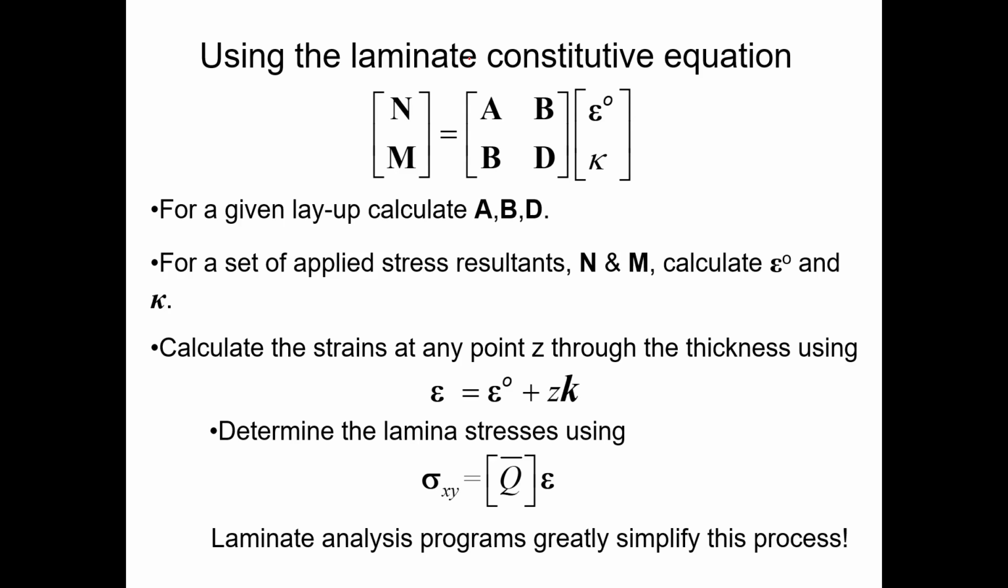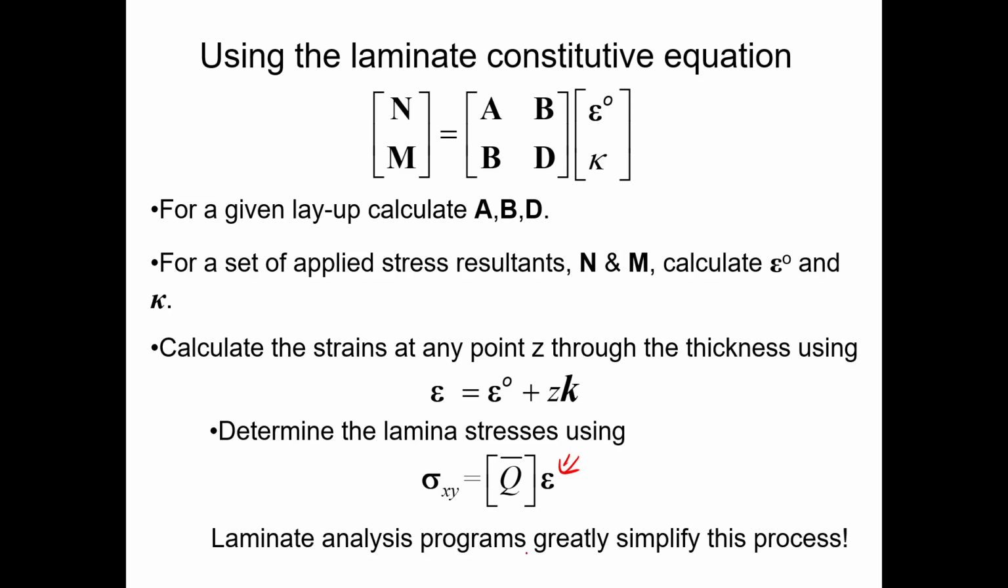So how do we use these equations? For a given laminate, we can calculate the ABD matrix. And then for a set of applied stress resultants N and M, we can calculate epsilon 0 and kappa. And then we calculate strain at any point Z through the thickness using the relation here. Then we can determine the lamina stress using the equation shown here.